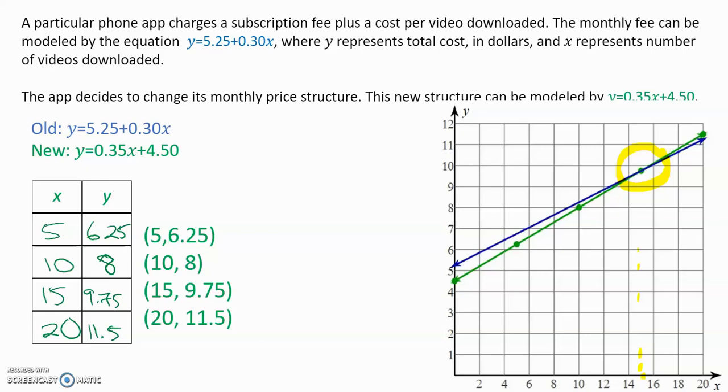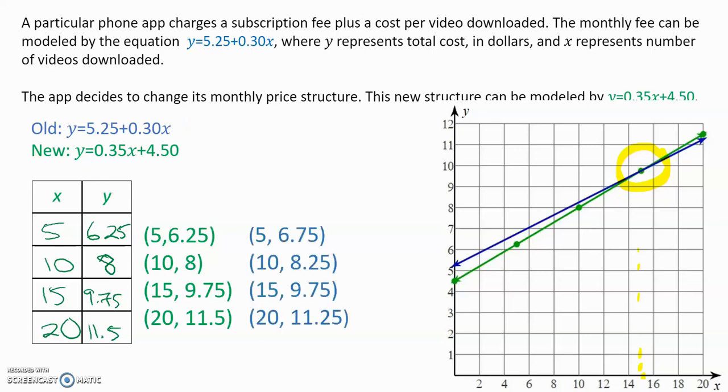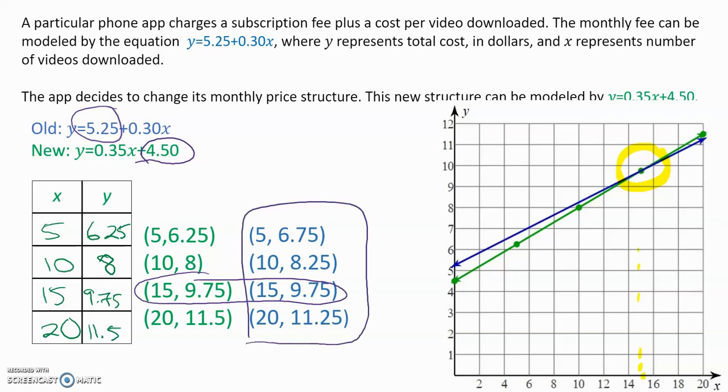We can take a closer look by bringing back our coordinates from the old or the blue equation. So we're now in a position to answer any series of questions regarding these two equations. We know that the new monthly rate is less than the old one, and at 15 video downloads, they will cost the same amount for the month. So anything more than 15, the old rate was actually cheaper, and anything less than 15, the new rate is cheaper.